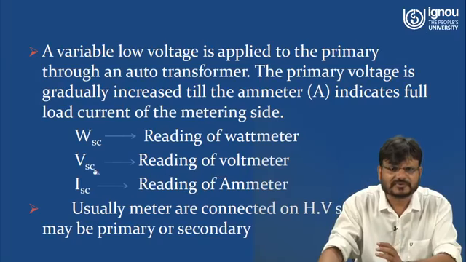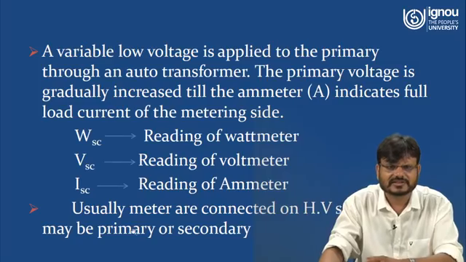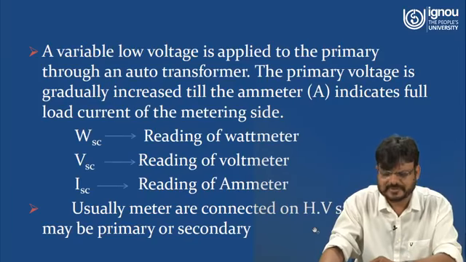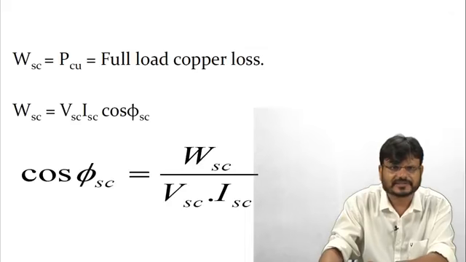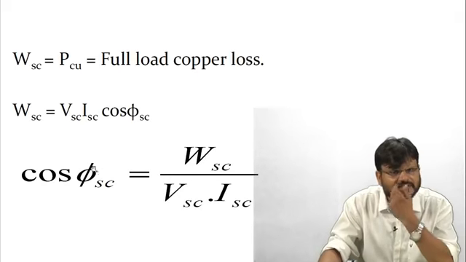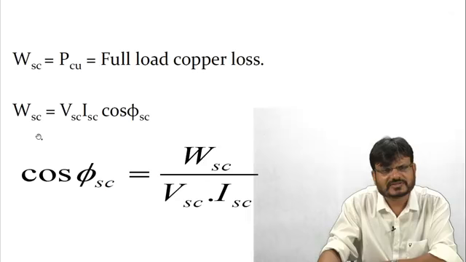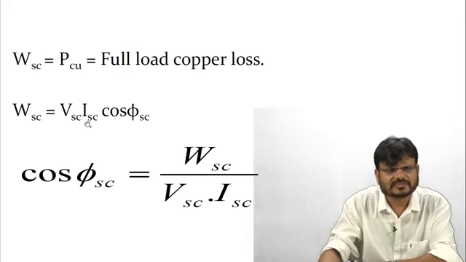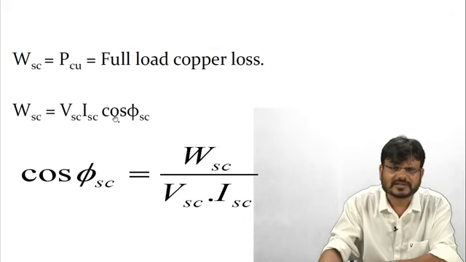The reading of the wattmeter gives you WSC, and the reading of the ammeter gives you ISC, that is called the short circuit current. Usually meters are connected on the high voltage side, which may be the primary or the secondary. The copper losses can be written as the product of the short circuit voltage, the short circuit current, and the power factor at the time of short circuit. So cos phi SC can be written as WSC divided by VSC into ISC.